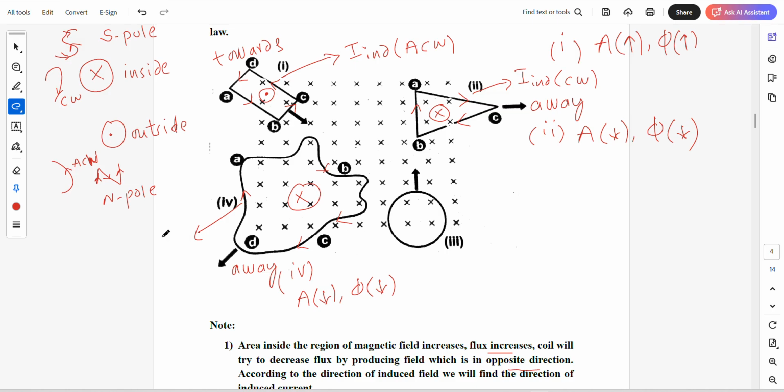Okay, here I induced is what? Clockwise. Understood? Now it is what? Towards.